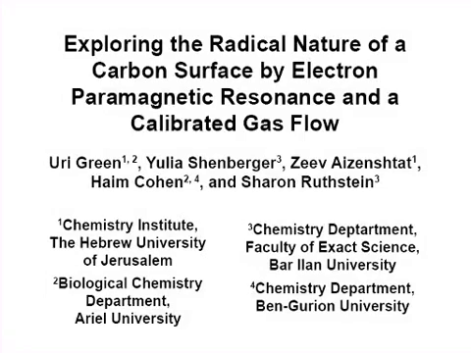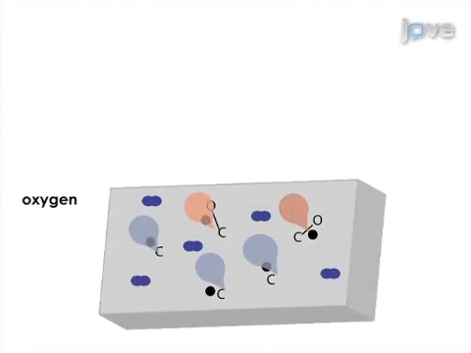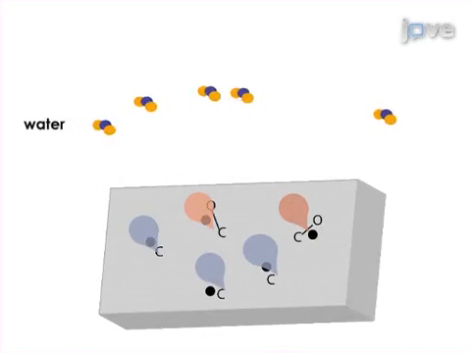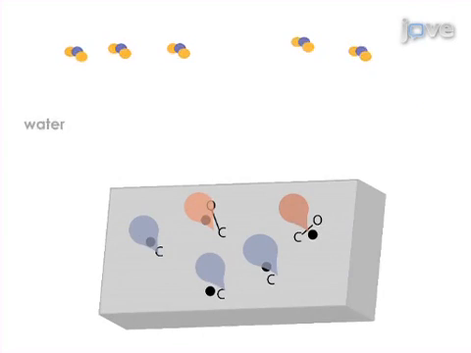The overall goal of the following experiment is to characterize the nature of stable radicals on the surface of solid carbon substrates and the effect of oxidation on those radicals. This is achieved by preparing dried carbon samples at 95 degrees Celsius in a vacuum oven.